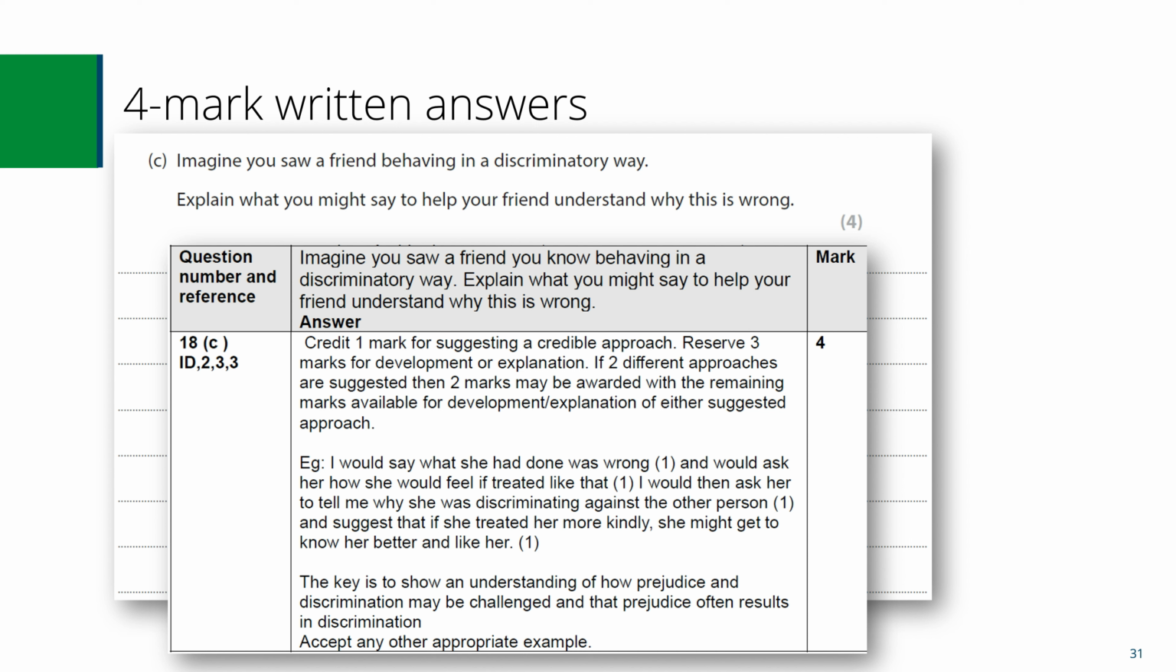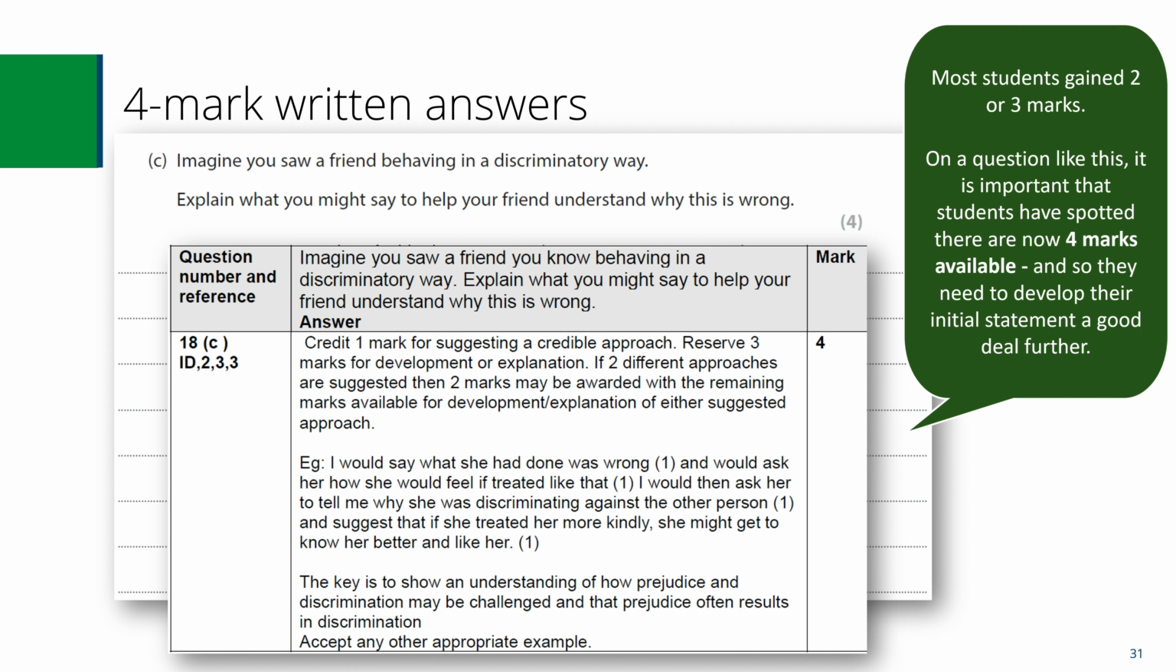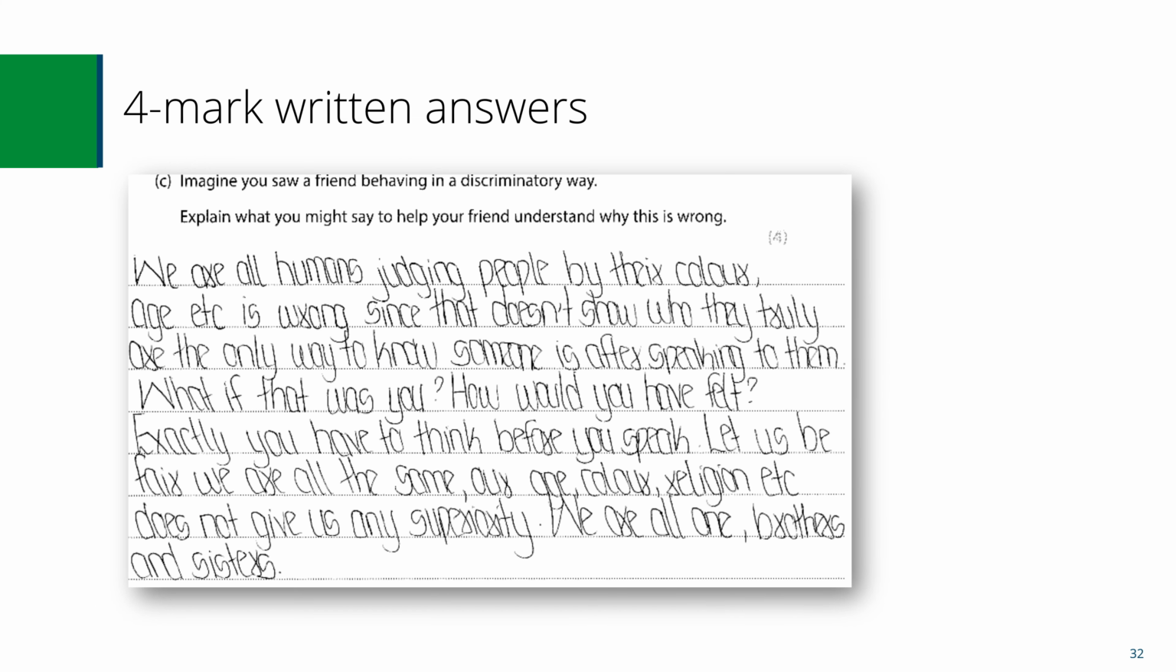We'll have a look at how students answered this in the exam now, noting that most students gained just 2 or 3 marks. It is important that students see there's 4 marks available and have an awareness that they do need to give us a series of statements that develop their ideas a good deal further. Read this, press pause, and then press play again when you're ready for me to show the real mark.